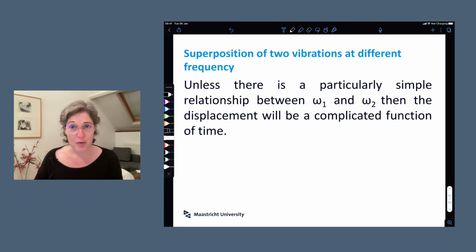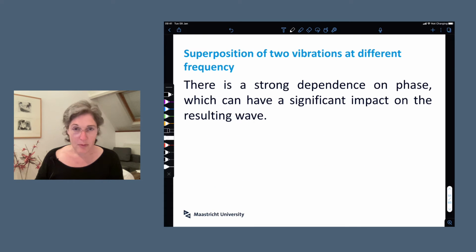The first is what we've just really said, which is if we have a very simple relationship between our angular frequencies, maybe like one is twice the other or something like that, then we can usually calculate what's going on, but otherwise our displacement is just going to be some complicated function of time. As we've seen, there's a strong dependence on phase, and just changing the phase a little bit, even keeping the angular frequencies where they are, can seriously change the resulting wave, as we saw in the example.